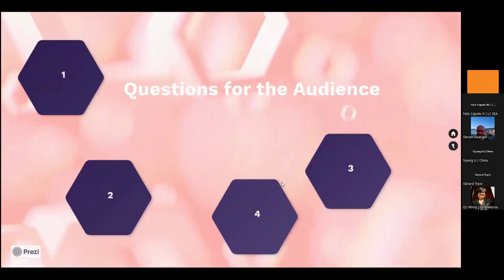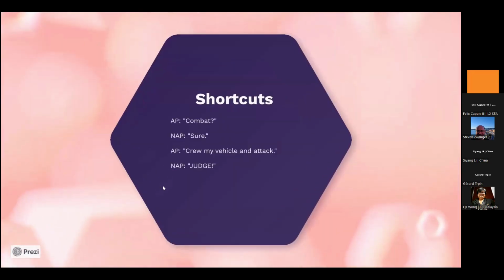So the next question I have for you is about shortcuts. So here's a sequence of communication. The active player says combat. The non-active player says, okay. The active player says, crew my vehicle and attack. And the non-active player says, hey, judge, is this legal?